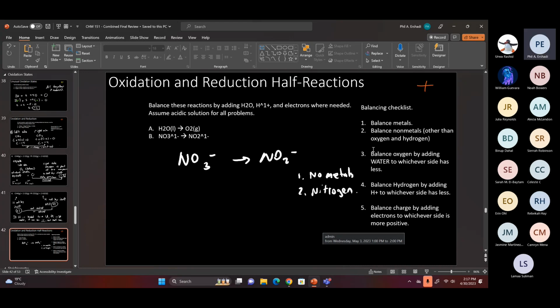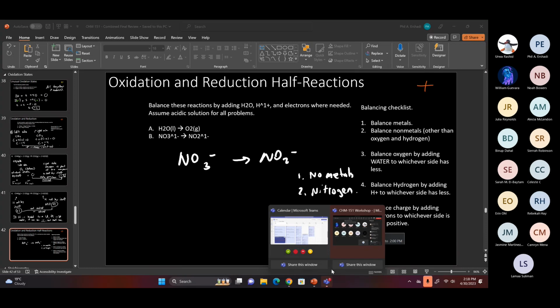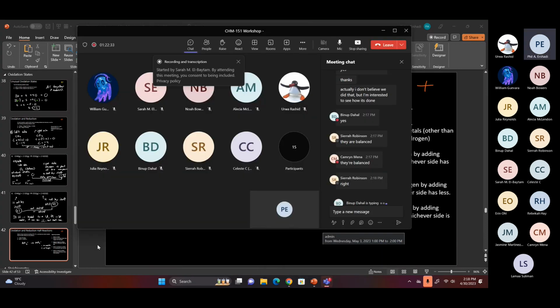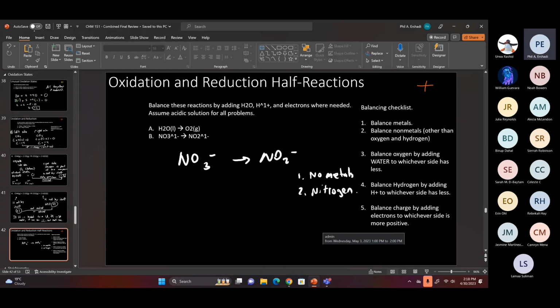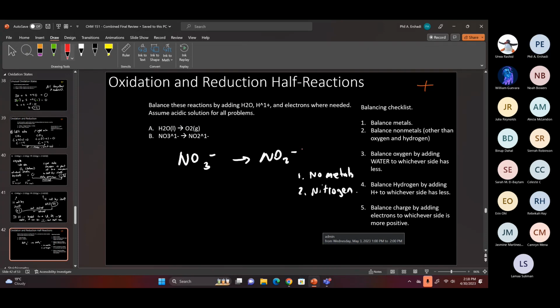So next I need to balance my oxygen. Which side has less oxygen, left or right? Which side has less? Correct. So we're going to come in and add water. Now that we've done that, move to step 4.